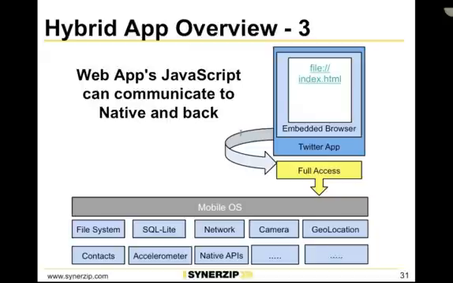Furthermore, the HTML5 application JavaScript can access all the native features because frameworks like PhoneGap or Trigger.io, which I'll be talking about, will expose the file system, the database, the network, the camera, the contacts via JavaScript. So you can actually read the contacts, you can write to the contacts via JavaScript.